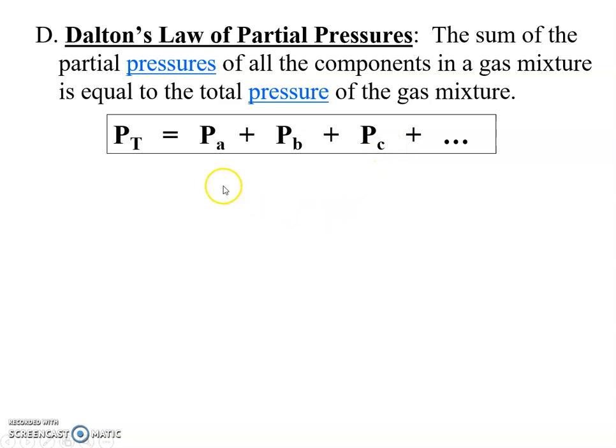So if you think about it, what's happening is, let's say I have some oxygen particles and some nitrogen particles as an example.